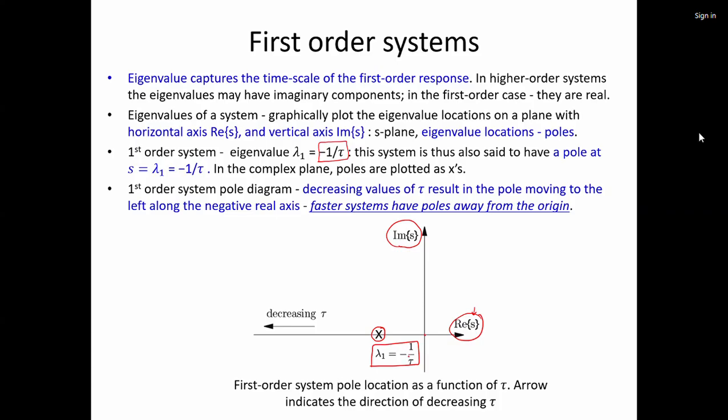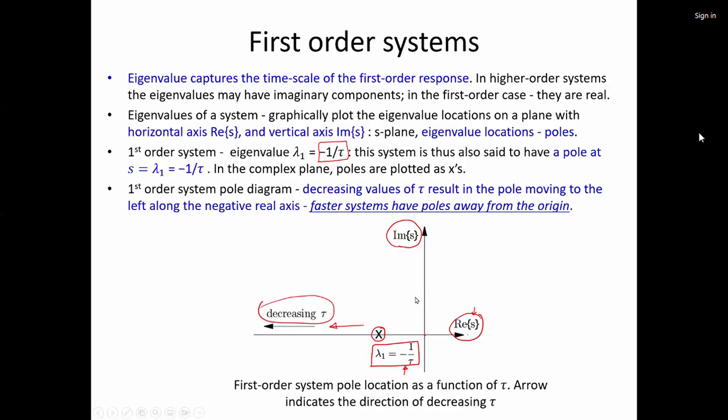And for smaller and smaller time constants, that means faster and faster systems, your pole, which basically is depicting this frequency, will go in the negative direction. So this is why it is saying decreasing tau. Decreasing tau means increasing the frequency, right? So that is going in the negative direction of the frequency axis. Okay.